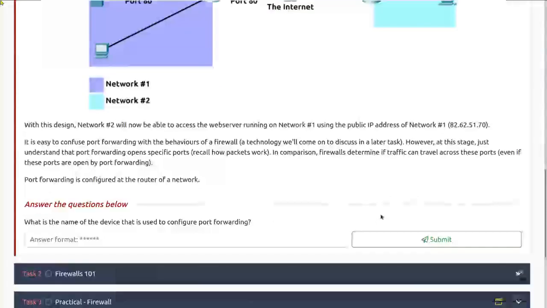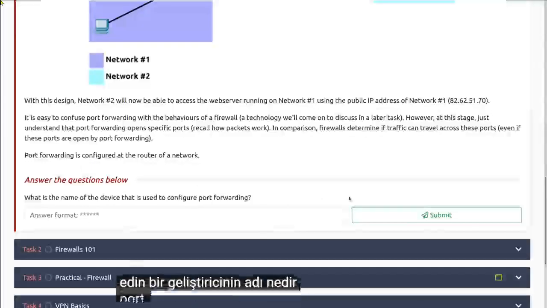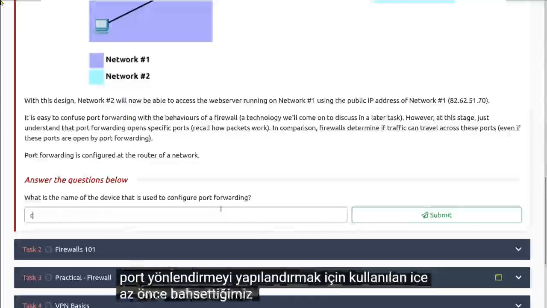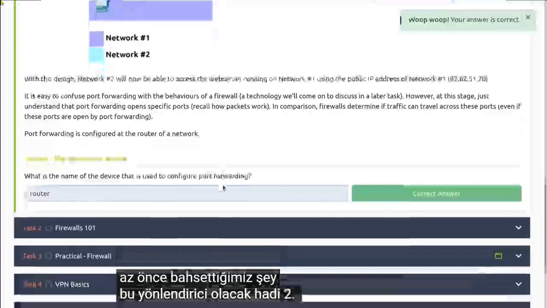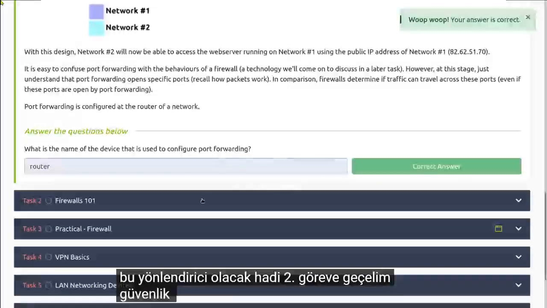Port forwarding is configured at the router of a network. What is the name of a device that is used to configure port forwarding? It's what we just mentioned. That'll be the router. Let's move on to task 2, Firewalls 101.